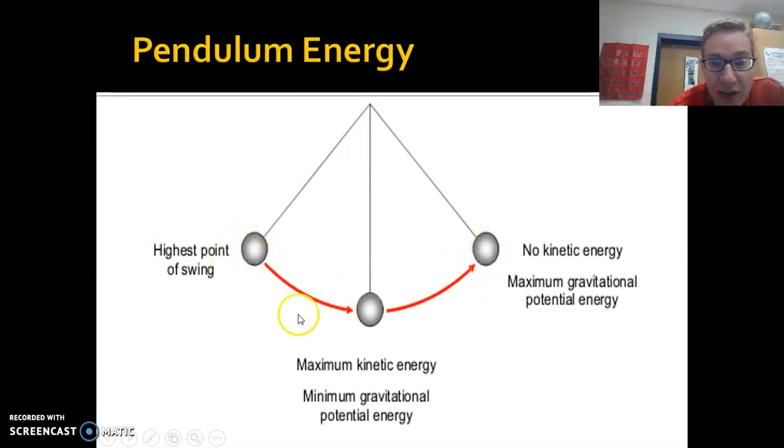Our tennis ball demo we're going to do shows a very similar thing, a pendulum. If you lift the ball up, that's the highest point of the swing, which would be the most potential energy, the maximum gravitational potential energy, because gravity is pulling it down. As it swings to the bottom, right at the bottom, that moment is the maximum kinetic energy. And then it goes back up and gains more potential energy.